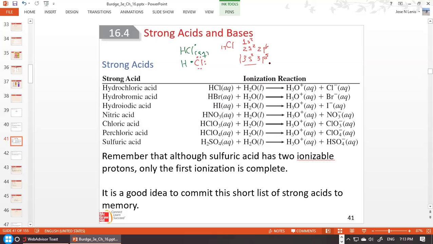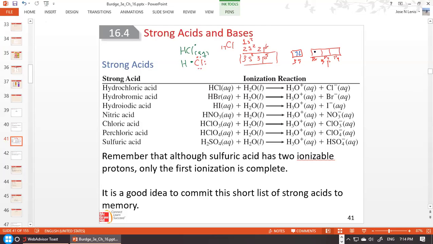So on the outermost shell, we have the 3s orbital and 3p orbital. That's for px, py, and pz orbitals. Here on 3s, chlorine has 2 electrons, and on 3p it has 5 electrons.